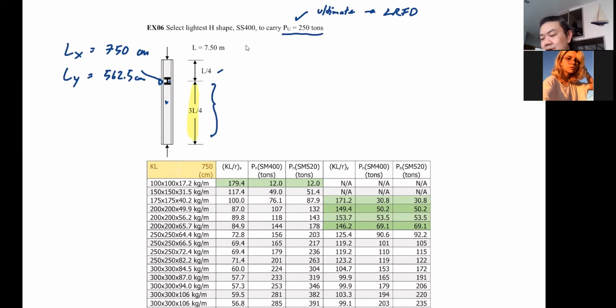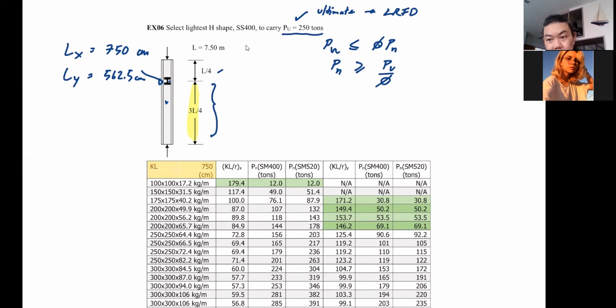Anyway, that would leave us with Ly equal to 562.5 centimeters. Okay, and I think we can use the same approach where we know PU cannot be greater than phi Pn, which is your design strength. And we are going to look for our nominal strength from our design tables. So I will move the phi to the other side, and Pn will have to be greater than Pu divided by the reduction factor. We all know if it's LRFD, the reduction factor is less than 1.